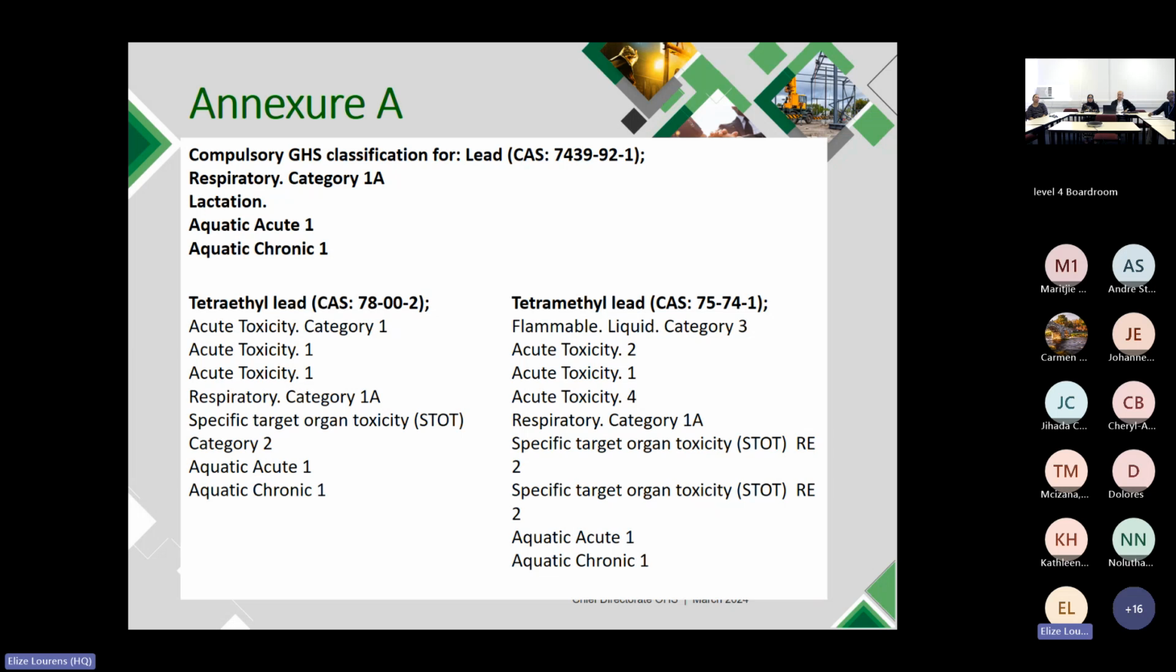Annexure A, as we said initially when we looked at the definitions, is the compulsory GHS classification for lead, and there are 3 CAS numbers they provided with the specific classification according to GHS. Respiratory category 1, it talks to all 3 hazard classes, health, physical as well as environment, and the classes and categories are already given and, as I say, compulsory. And from this information, the labels and safety data sheets will be developed.